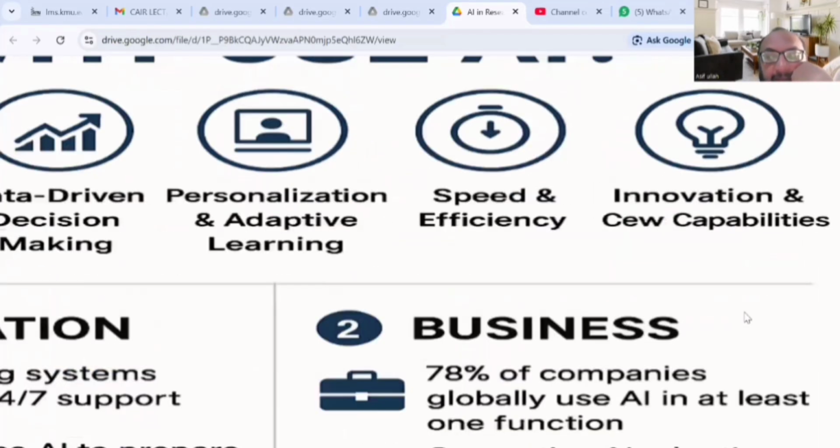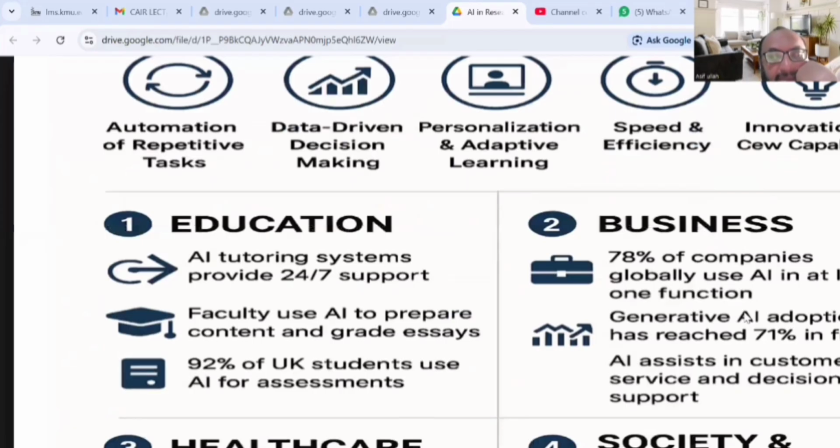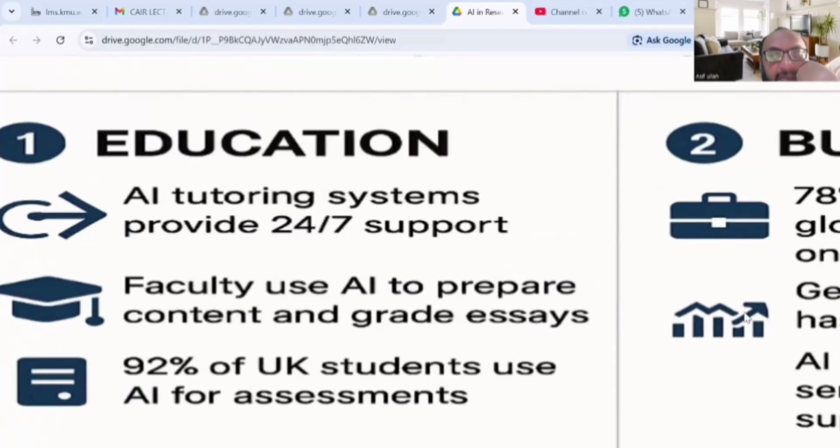new capabilities. Education: AI tutoring systems provide 24/7 support. They don't sleep anytime. They are able to use AI to prepare content and grade essays. 92% of UK students use AI for assessment.